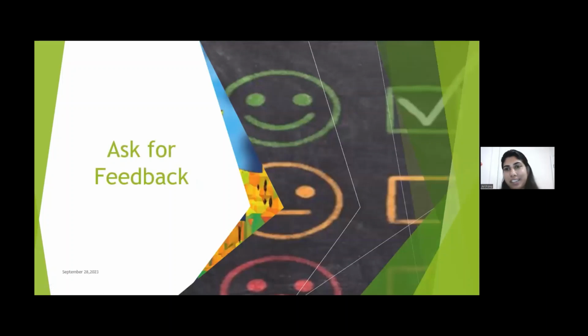Next is ask for feedback. Getting students' feedback will be very meaningful. This will help us to grow as a teacher. Not only as a teacher, as a human also. If we get feedback from others, like, oh, you're doing this well, this needs to be improved, take suggestions, take feedback, take it in a positive way, and we'll grow as a human and as a teacher.